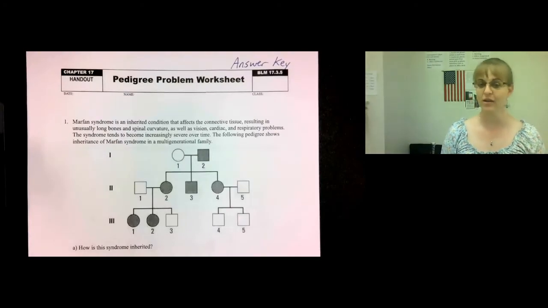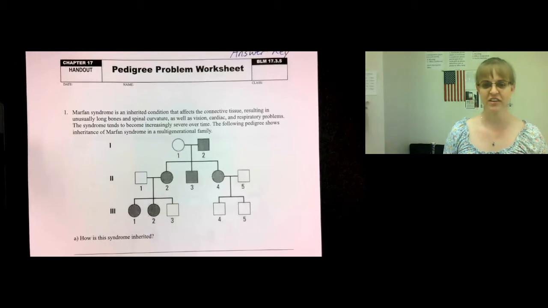Today we're going to learn how to read a pedigree and how to solve pedigree problems. Marfan syndrome is an inherited condition that affects the connective tissue, resulting in unusually long bones and spinal curvature, as well as vision, cardiac, and respiratory problems. In fact, Abraham Lincoln had Marfan syndrome. That's why he was so tall and slender. The syndrome tends to become increasingly severe over time.